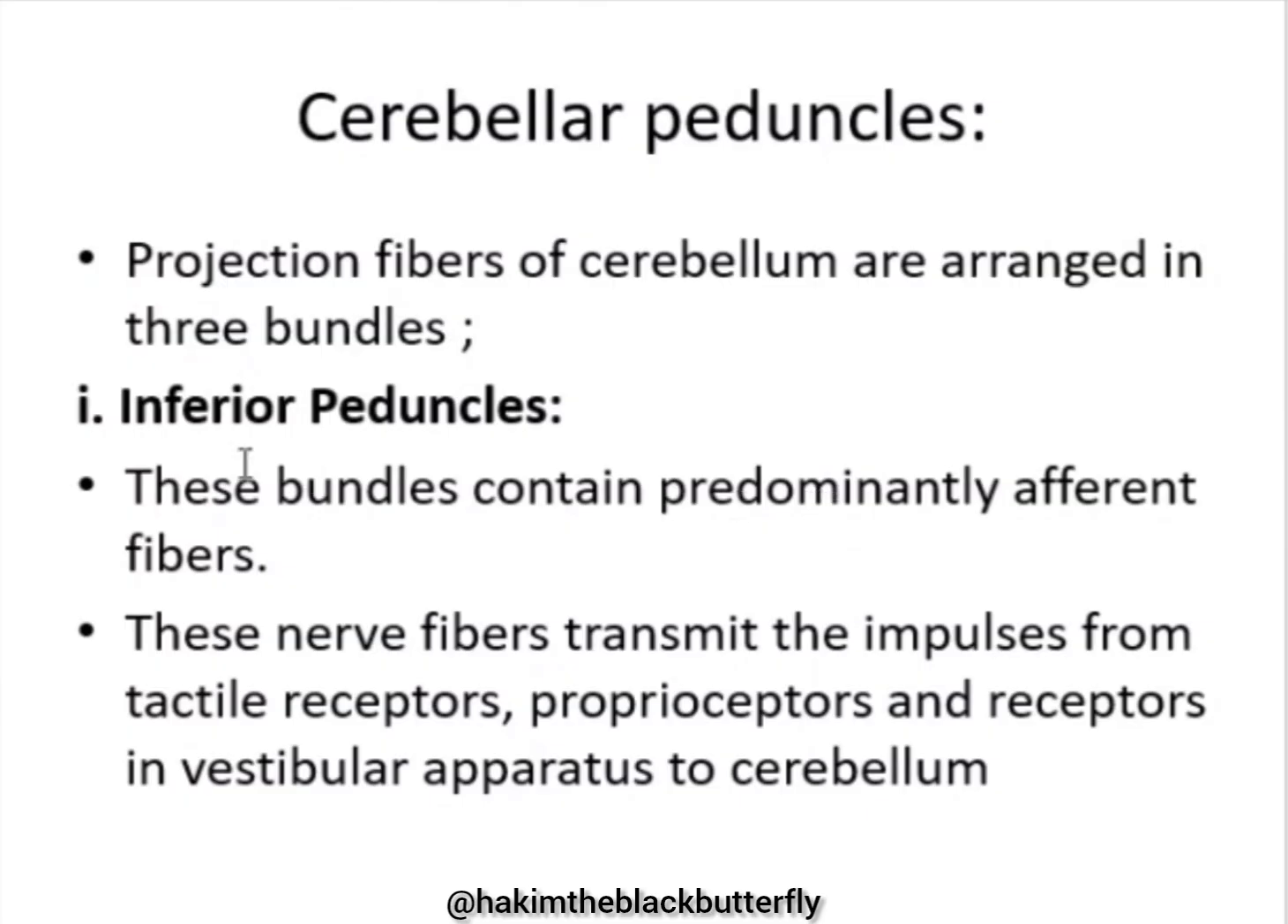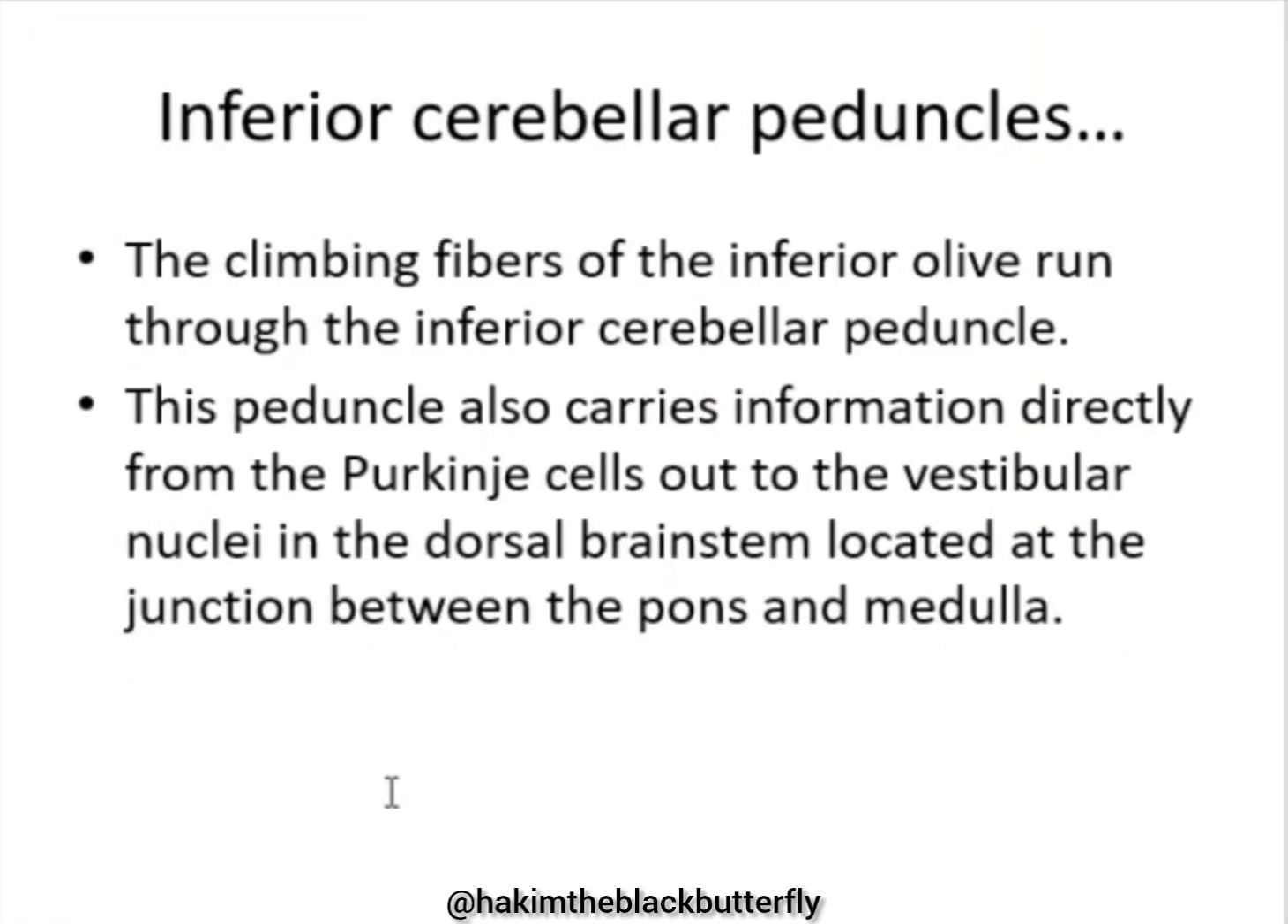And that information which is passing through the inferior cerebellar peduncle to the cerebellum, most of it is coming from skin, from deeper structures, and for balance, like the inferior vestibular nucleus. So information is coming from the inferior olivary nucleus and being transmitted through the inferior cerebellar peduncle. And I say that most of that information passing through the inferior cerebellar peduncle is afferent.